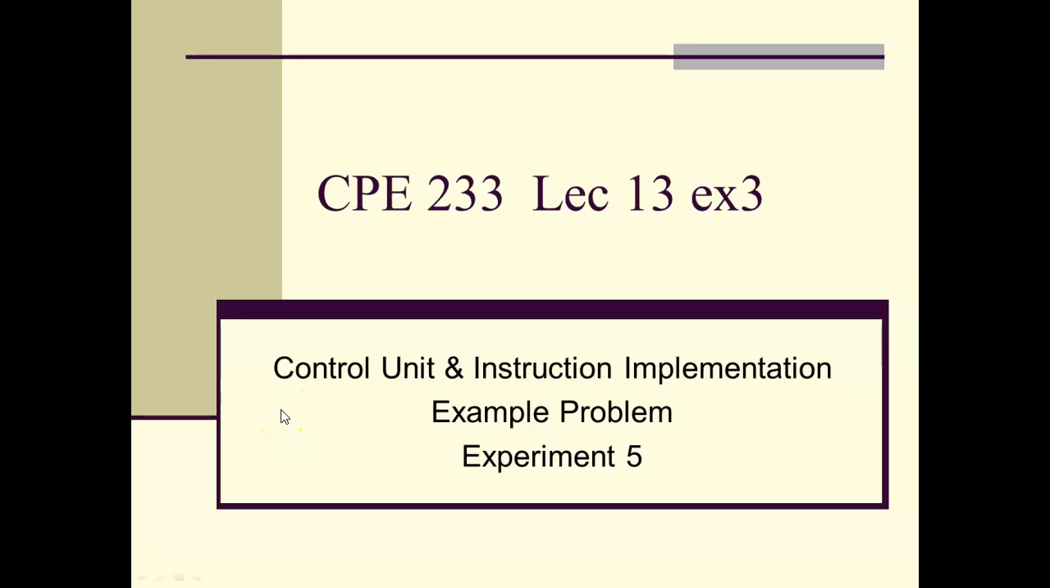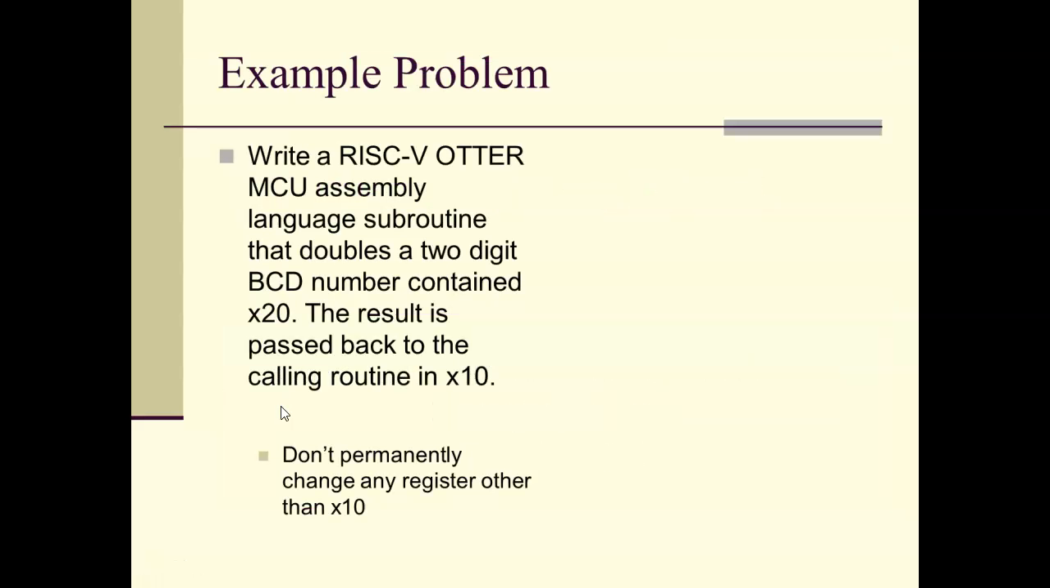This is lecture 13, example 3. So we've been working with timing. This is kind of an old problem. This is just a programming problem, a special programming problem. What we want to do is write a subroutine that doubles a 2-digit BCD value. The 2-digit BCD value is in x20. We want to double it and place the result in x10.